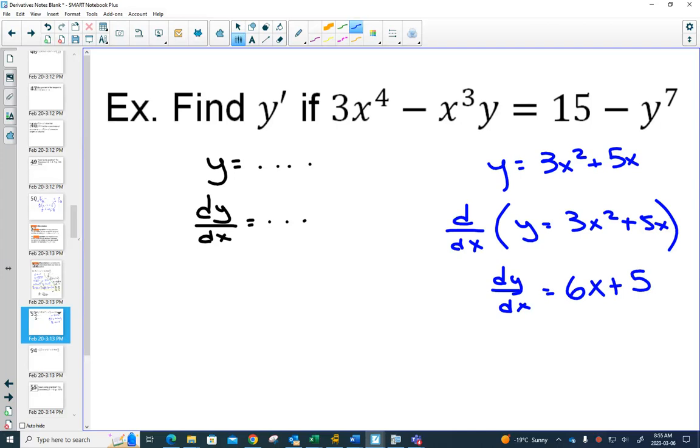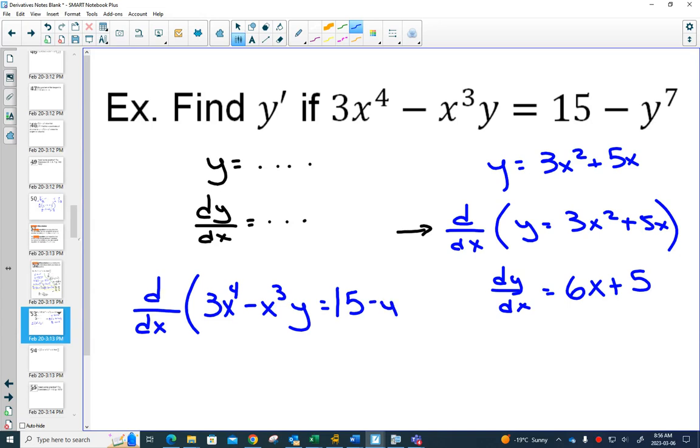So the idea here that we're using more and more is this idea where we are going to just take the derivative of the entire equation and see what happens. So I actually like writing that out. So let's take the derivative d/dx of this whole thing, 3x to the 4 minus x cubed y equals 15 minus y squared.